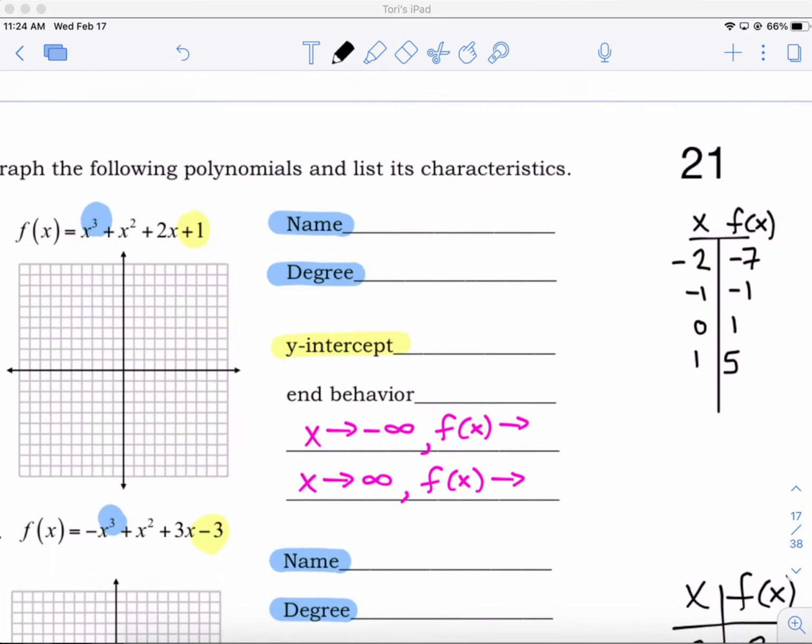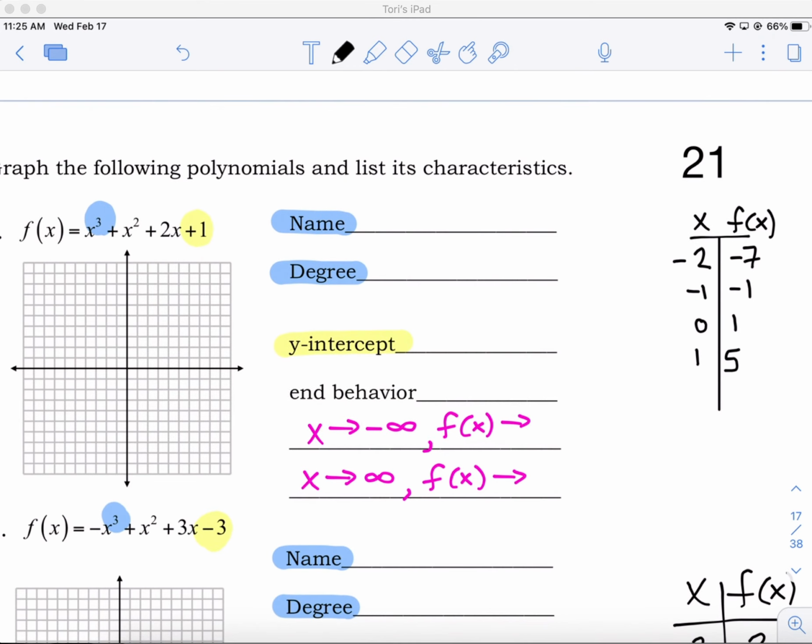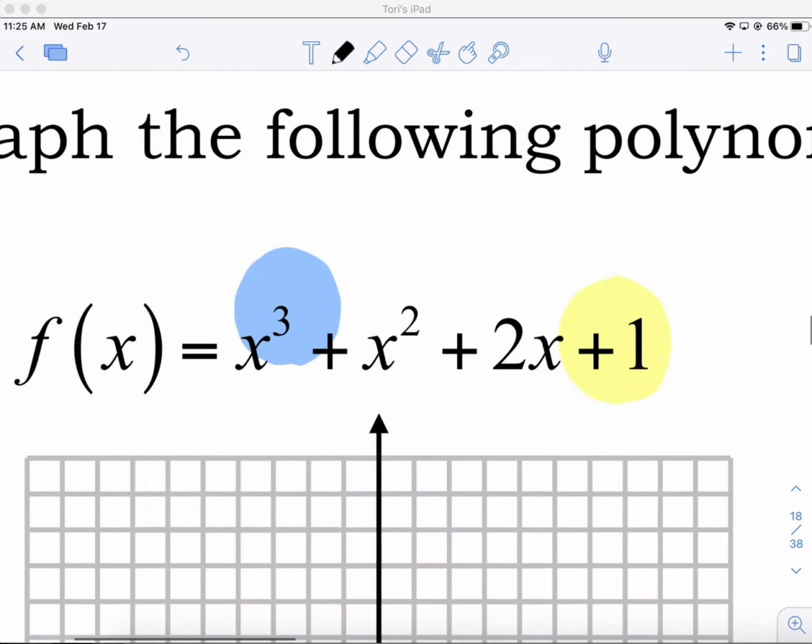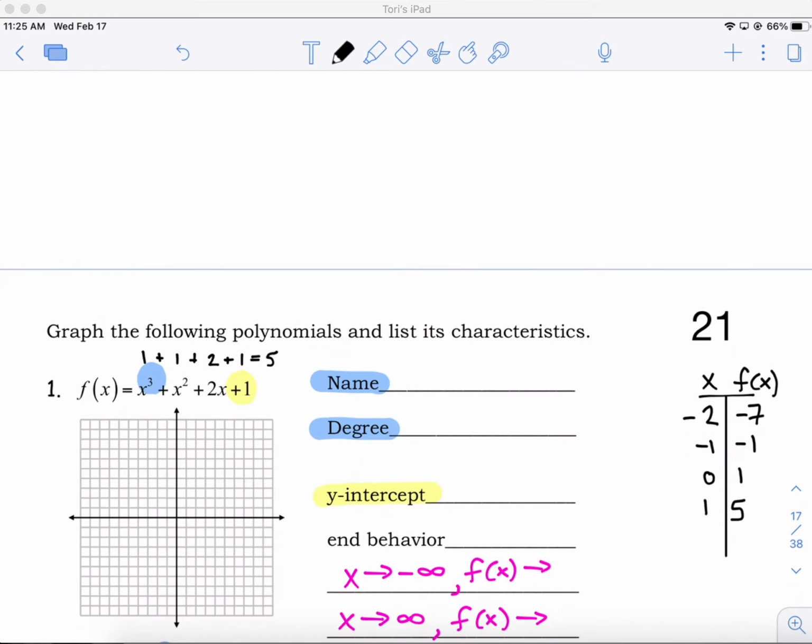Let's move on. So problem 1, I want to talk to you first about how I'm getting my table, okay? If you ever needed to give exact points, I always suggest you use these guys. So -1, 0, and a positive 1. Because I can come over here and say, all right, 1 to the 3rd power is 1. 1 squared is 1. 2 times 1 is 2. And 1 is by itself. If I add all those positives, I get 5. So 1, 5 is going to be one of my points.